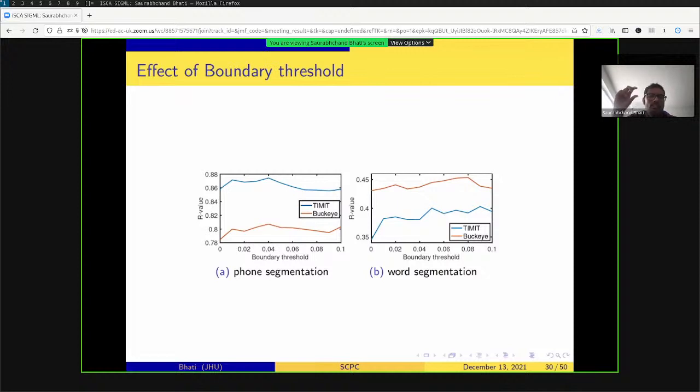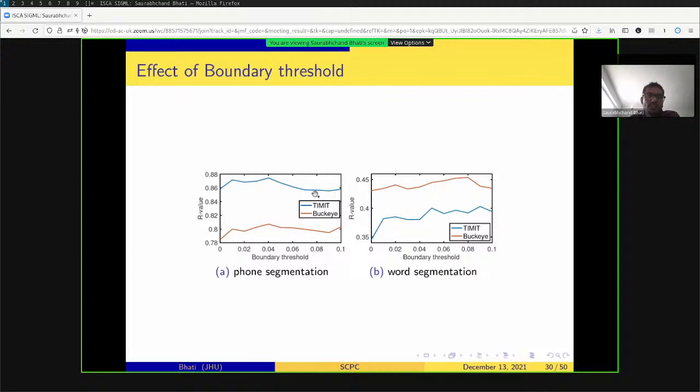the model depends on the threshold, but the variation is very little. All the variation for phone segmentation can be summarized as 3% or 4% if you change the boundary threshold. So it's an important parameter, but it's not so critical that it will break your system. Even in the worst case, it seems to be 85 something, and the state of the art before SCPC was 86.02, so it's very close, and the trend seems to be similar for both TIMIT and Buckeye. For word segmentation, the boundary threshold affects the performance more than for phone segmentation, and the trends are again similar for TIMIT and Buckeye.